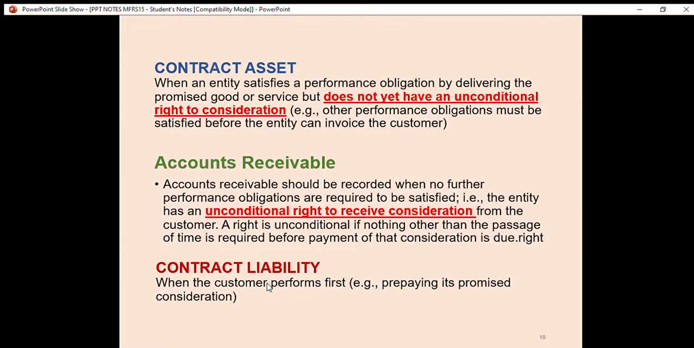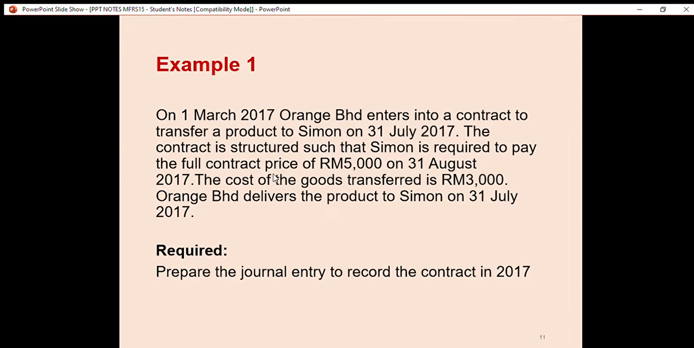And then for contract liability, a contract liability will arise when the customer performs first. That is when the customer has made payment to the seller, but the seller has not satisfied its performance obligation to the customer. So that is when the contract liability arises. Now let's have a look at example 1. This is about the accounts receivable. Let's have a look at this example.